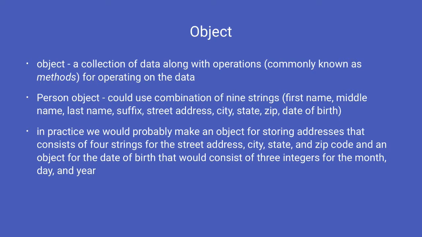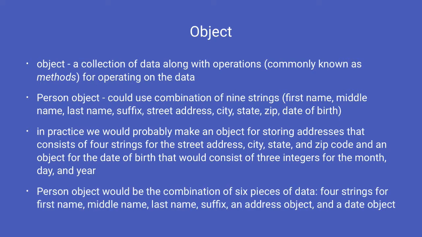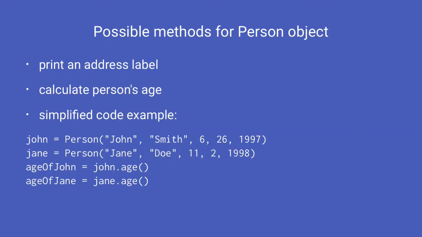In practice, we would probably make an object for storing addresses that would consist of 4 strings for the street address, city, state, and zip code, and an object for the date of birth that would consist of 3 integers for the month, day, and year. The person object would then be a combination of 6 pieces of data: the 4 strings for the name, an address object, and a date object. Here are some possible methods for a person object. We could print an address label, and we could calculate a person's age.